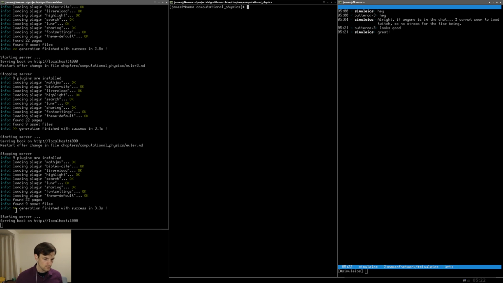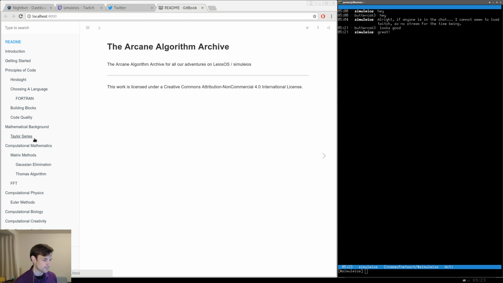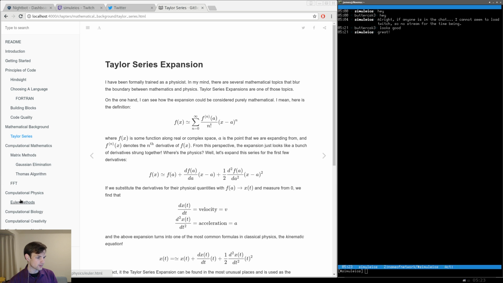Okay, so how does the Arcane algorithm archive work? It is on Gitbook. So the way you work with Gitbook is you go to the local directory, you type in gitbook install, and then gitbook serve. It puts up a local server. So if we open the link here, we get our local server. There's one thing that I mentioned a while ago, that when you went to particular chapters on the Arcane algorithm archive, you'd have to refresh it for the formulas to appear. That is no longer the case.